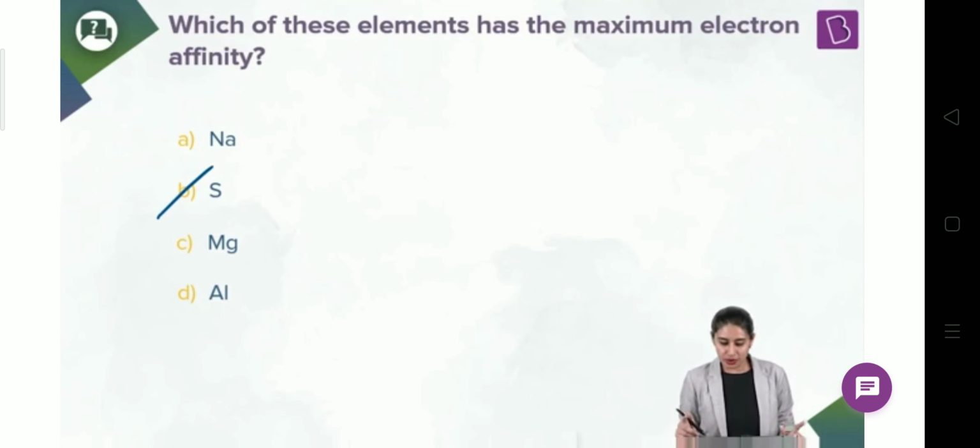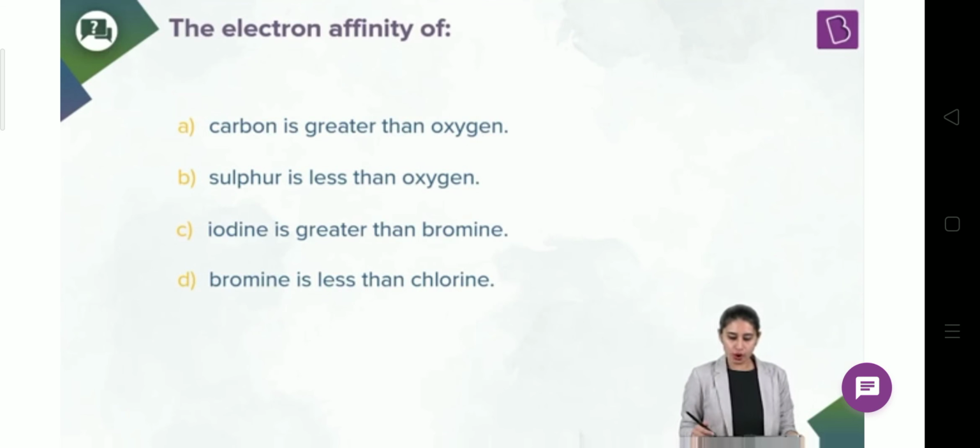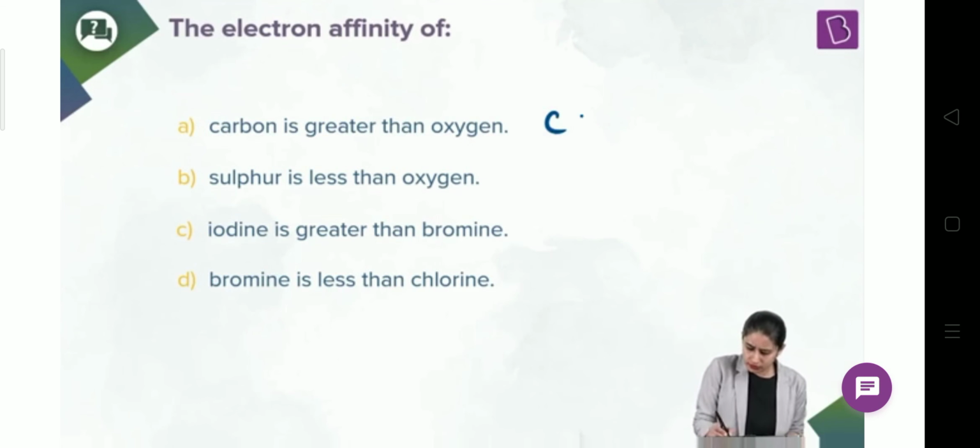Answer. Don't see the screen. Everybody, of course, sodium is a metal, magnesium is a metal, aluminium is also a metal, and we have sulfur, which is a non-metal, and non-metals generally have a higher tendency of accepting an electron. Hence for sulfur, we have seen that in group 16 it was leading, and out of these it is also leading, right?